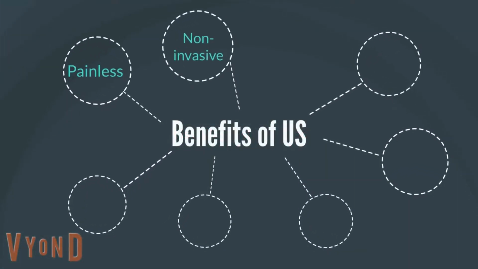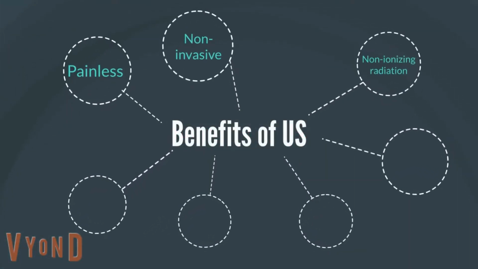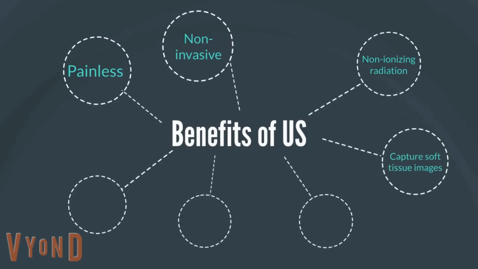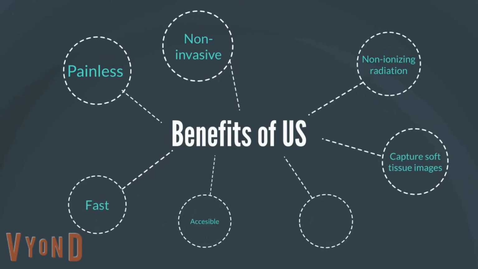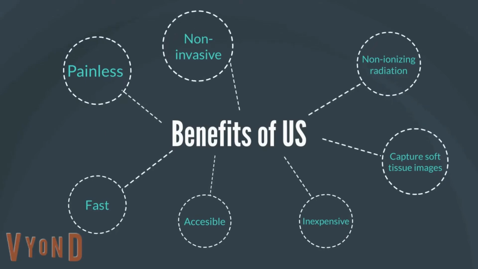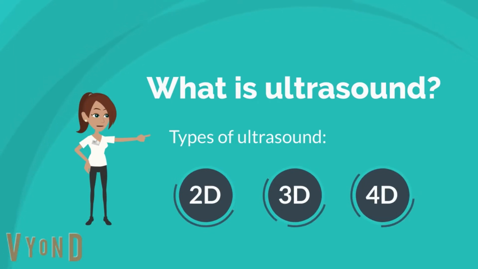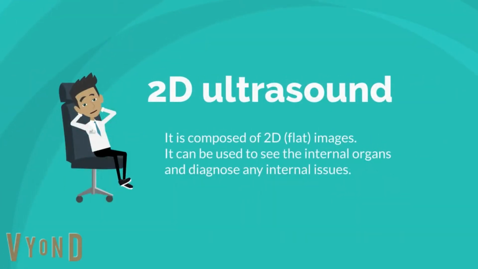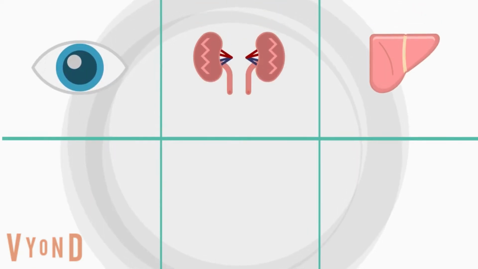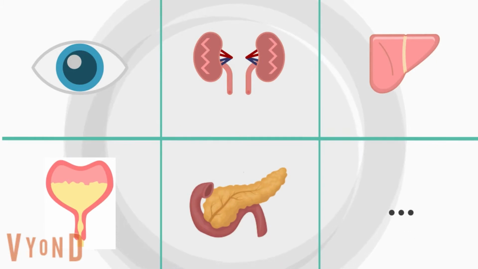There are several benefits. It's painless, non-invasive. It makes use of non-ionizing radiation, captures images of soft tissue. It's fast, accessible, and inexpensive. According to dimensionality, we can have 2D, 3D, or 4D ultrasound. 2D ultrasound is composed of 2D images and it can be used to observe the internal organs and diagnose any internal issues. Some organs that can be seen in 2D ultrasound are eyes, kidneys, liver, bladder, pancreas, and more.